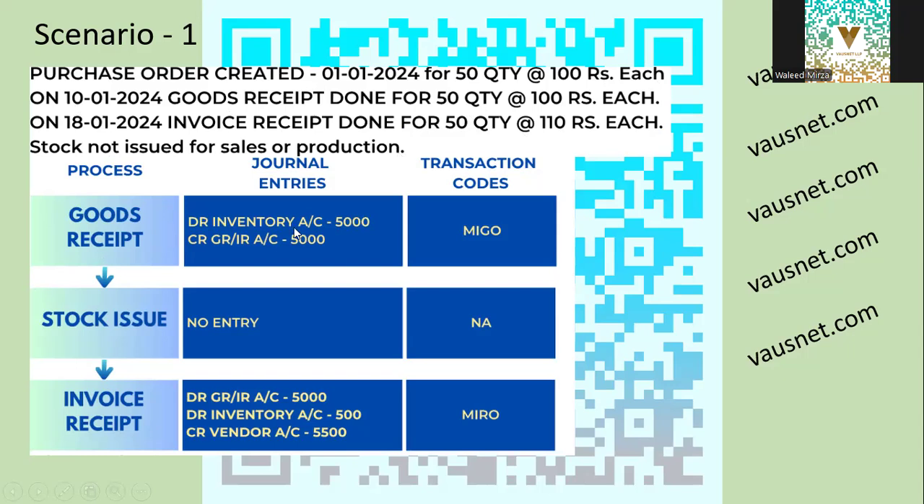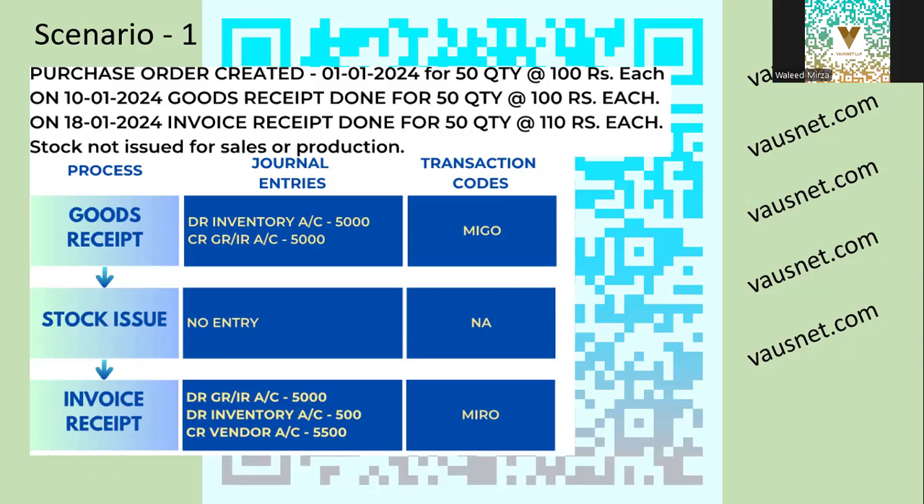Had goods receipt on 10th January. The general entry is inventory account is debited and GRIR account is credited. So GRIR account is your open item account because it has to reconcile with vendors and open items of other areas. Okay. And the transaction code that we use is MIGO. When stock is issued, there's no entry.